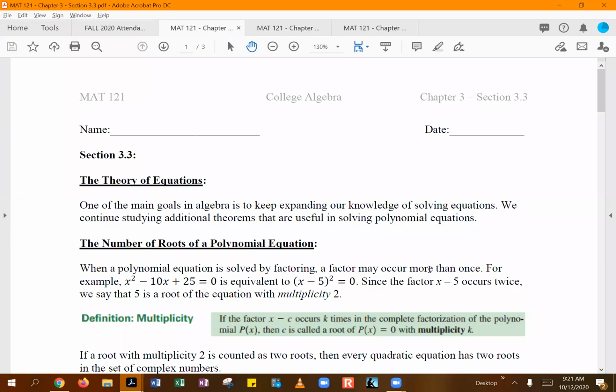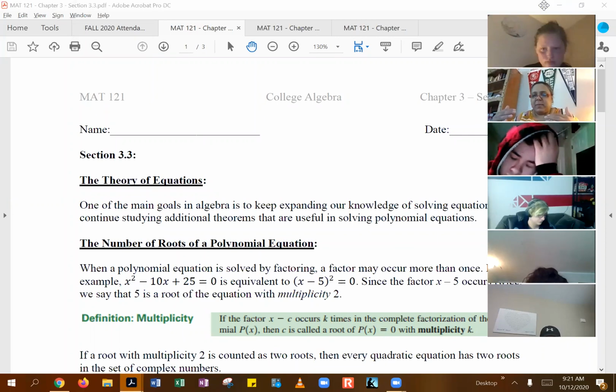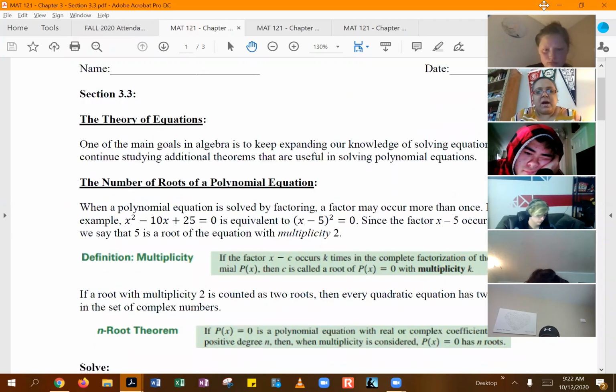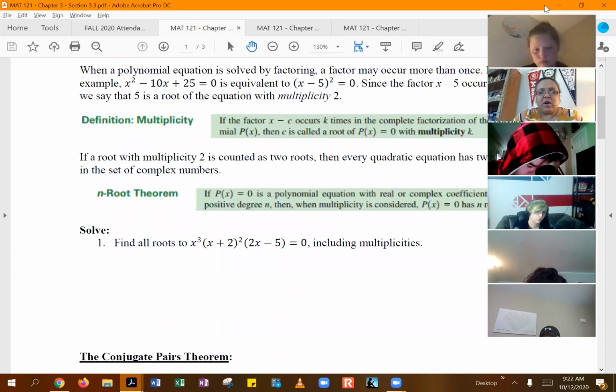We were basically trying to see how we can solve higher degree polynomials, and as I was mentioning last time, higher degree polynomials get a little bit difficult to find solutions to, because you don't have a nice, neat formula like we do with the quadratic formula to solve a second degree polynomial. So we had just started talking about multiplicity.